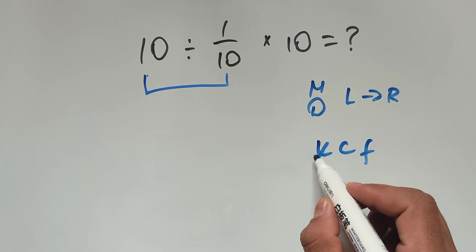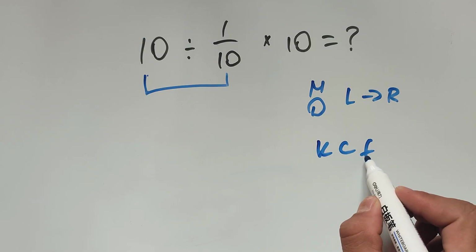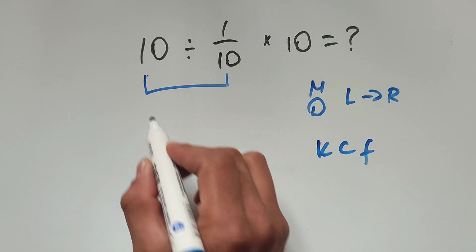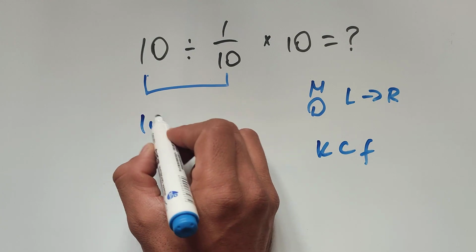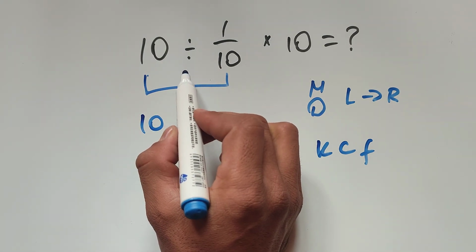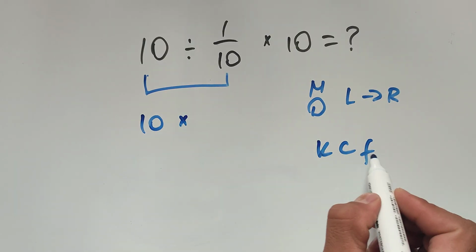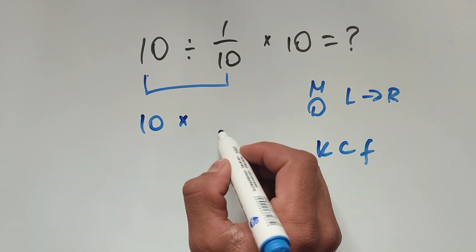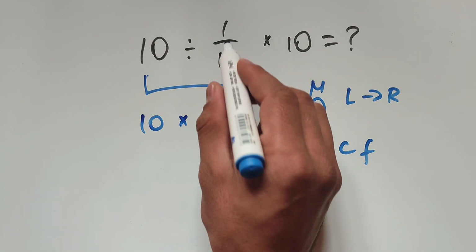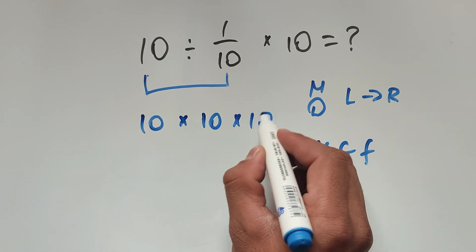KCF. K stands for keep, C stands for change, F stands for flip. Here keep 10, and change the division to multiplication, and multiplied by, and flip we have to flip this, and when we flip it, it equals 10 multiplied by 10.